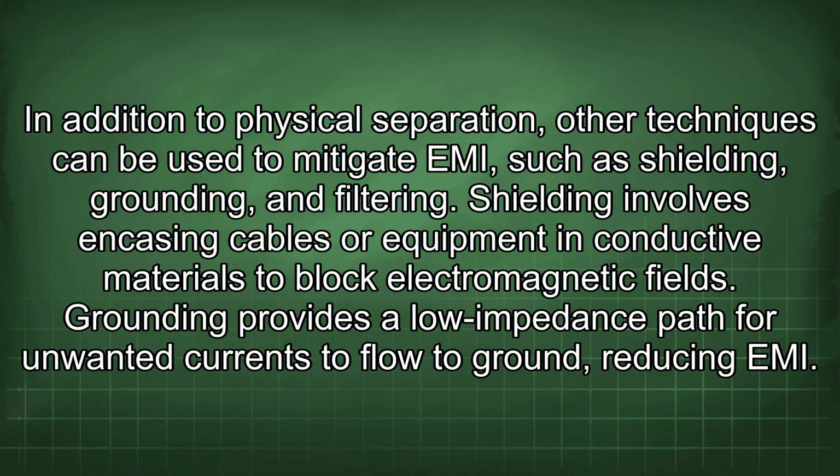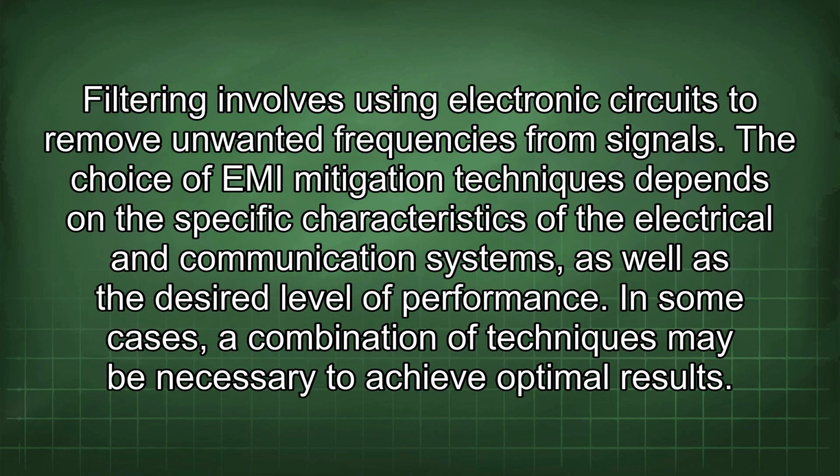In addition to physical separation, other techniques can be used to mitigate EMI, such as shielding, grounding, and filtering. Shielding involves encasing cables or equipment in conductive materials to block electromagnetic fields. Grounding provides a low impedance path for unwanted currents to flow to ground, reducing EMI. Filtering involves using electronic circuits to remove unwanted frequencies from signals.